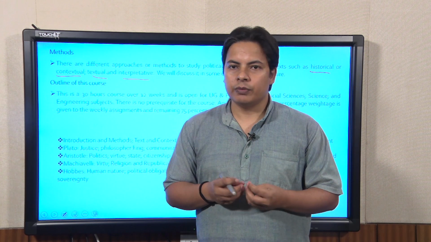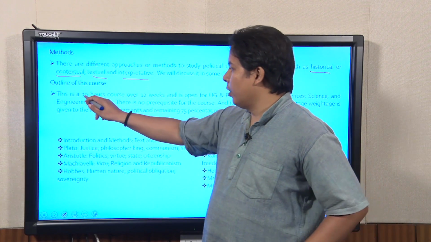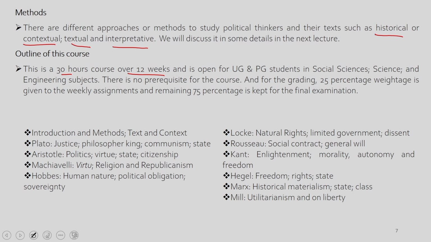I would like to briefly discuss the outline of this course. As you know, this is a 30-hour course over the course of 12 weeks and is open to UG and PG students in social science and engineering subjects. For this course there is no prerequisite, and therefore it is open for enrollment and registration to all of you who are interested in the study of political thought, particularly Western political thought. So, I request you and welcome you to enroll and register for this course.